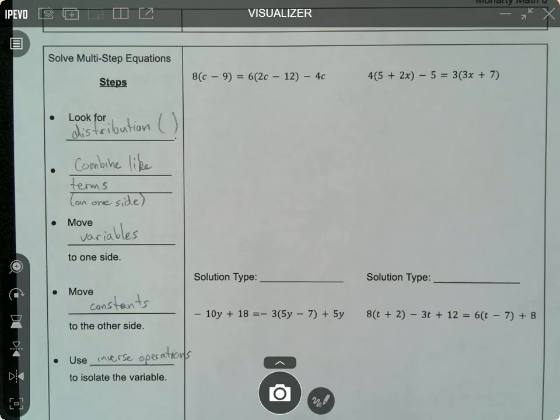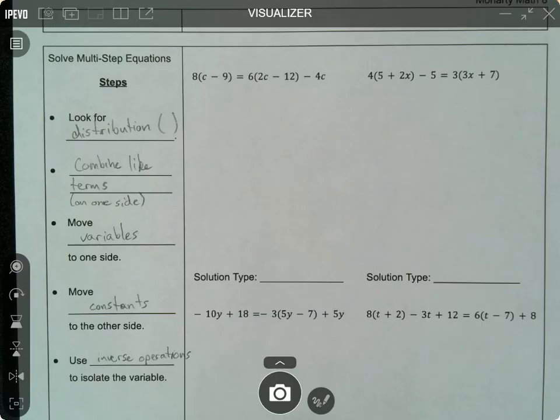I have a question. If we're doing distribution and there's no coefficient and it's just a variable, what's the coefficient in front of it? 1. So what's 8 times 1? 8, so it'd be 8C.